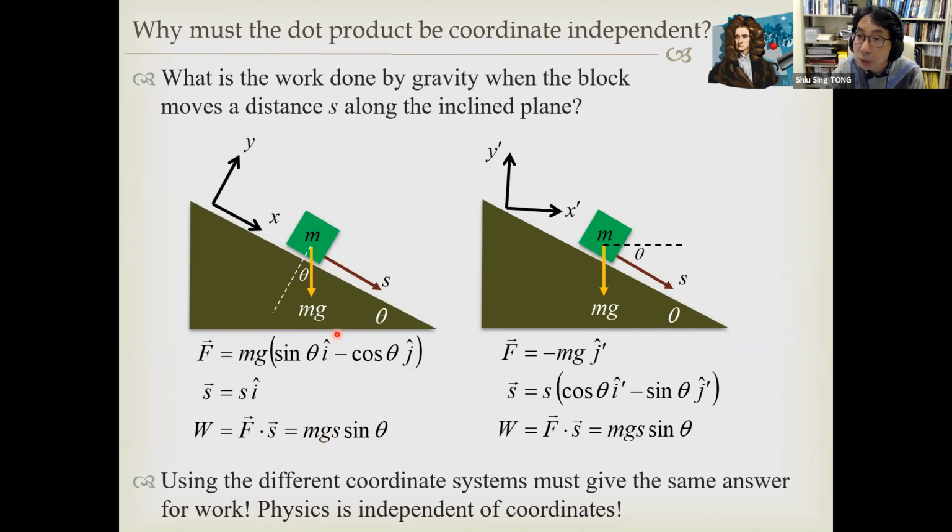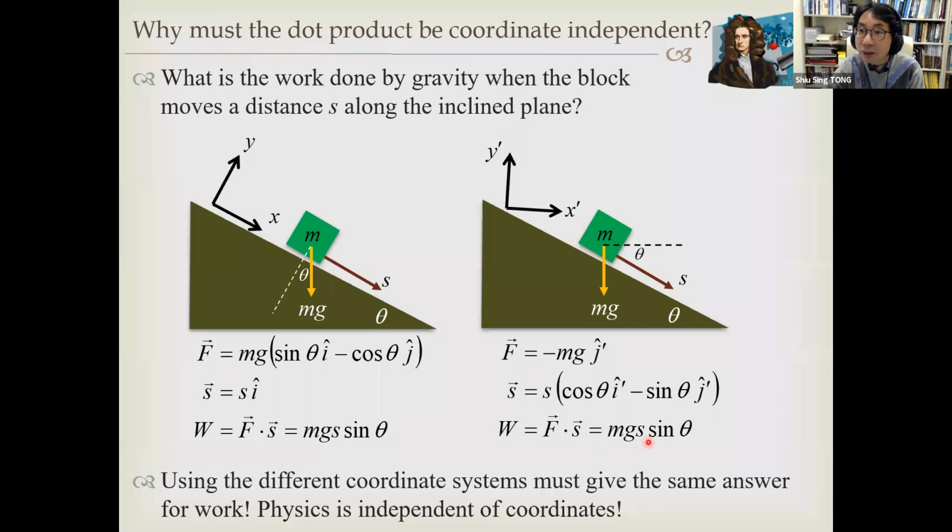Okay. So that means the dot product is independent of coordinates. Even if you use tilted coordinates, where we calculate all the components of the two vectors, they are different from the original coordinates.